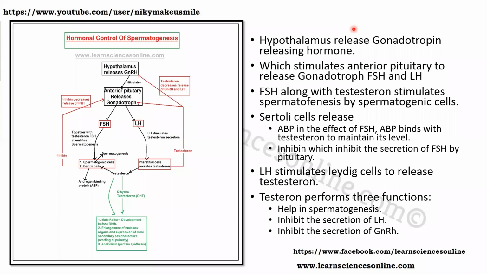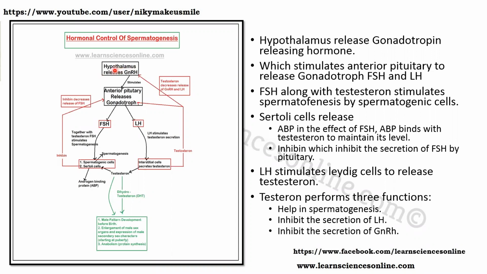Hormonal control of spermatogenesis. Hormones are the specific chemicals which are released by certain endocrine glands inside our body. These hormones have a controlling effect on different metabolic processes of the body. This hormonal control of spermatogenesis begins with the hypothalamus.